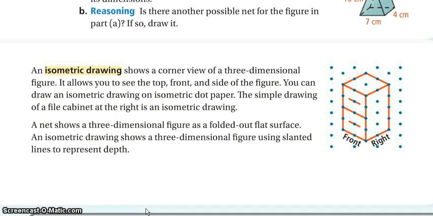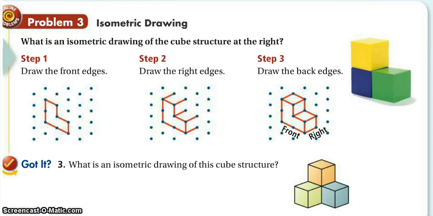So, two things we have done so far: a net that shows a three-dimensional figure folded out, and this isometric drawing that shows a three-dimensional figure, and it uses slanted lines to represent the depth. And we want to look at problem number 3, and I want to actually have you create it in your interactive notes. Here I don't want you doing the got it. I'd like you to actually follow through problem 3, their isometric drawing, and copy the steps so that you can recreate this cube structure right here. I'm not worried about the got it. I just want you to recreate that. So you may want to pause the video and create it, and then come back or press play.